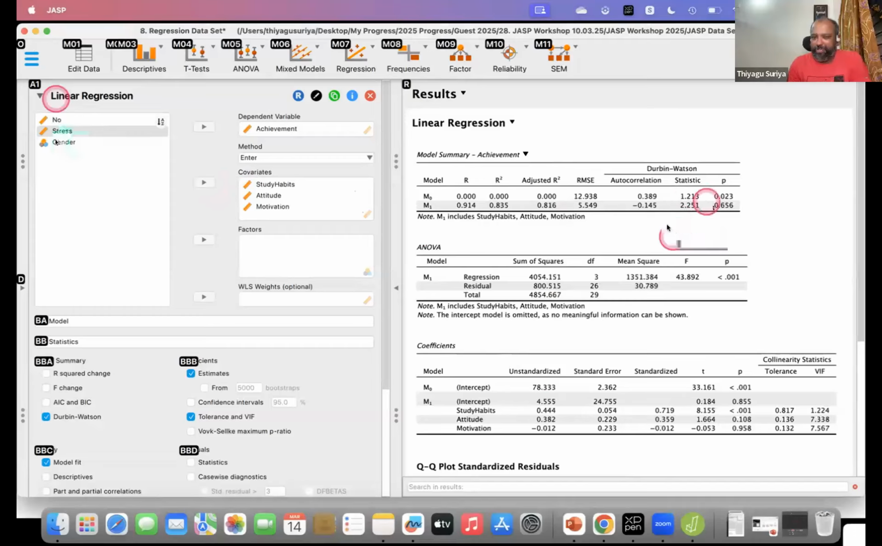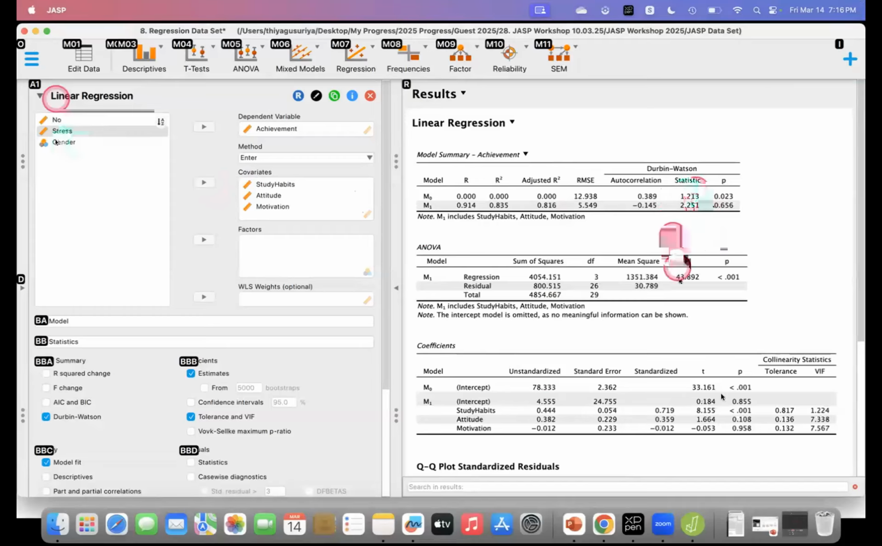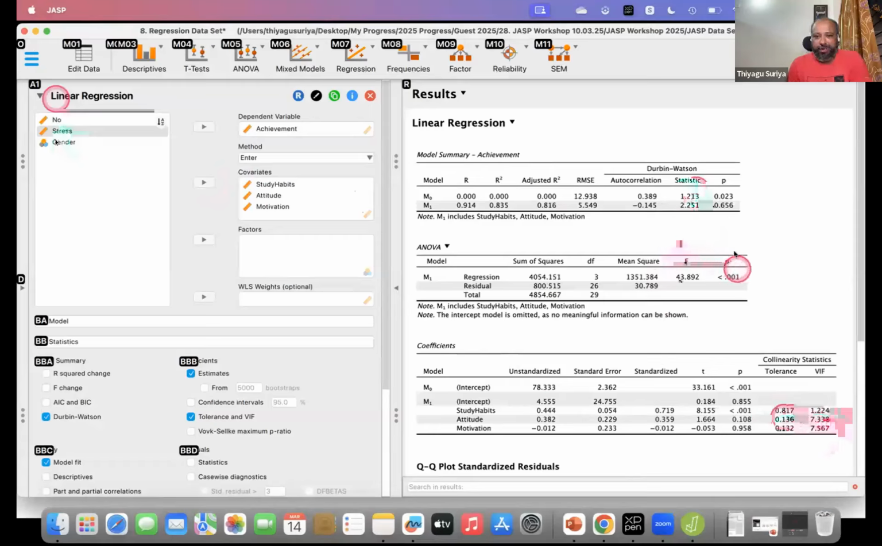Whether the Durbin-Watson is satisfied, right? Yes, sir. VIF, that also is satisfied. VIF less than 10 is okay. Tolerance greater than 0.10. Both are satisfied, right? Now we can see our model is also significant. Yes, sir, significant. This is satisfied.